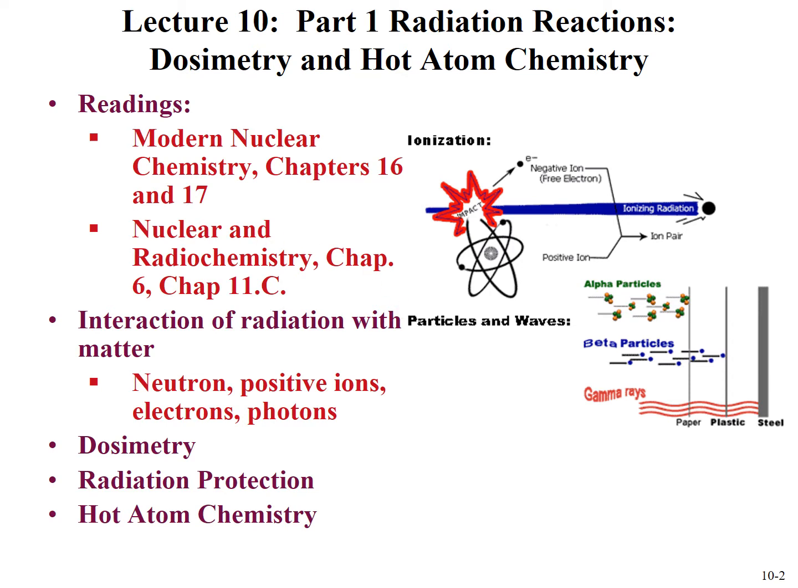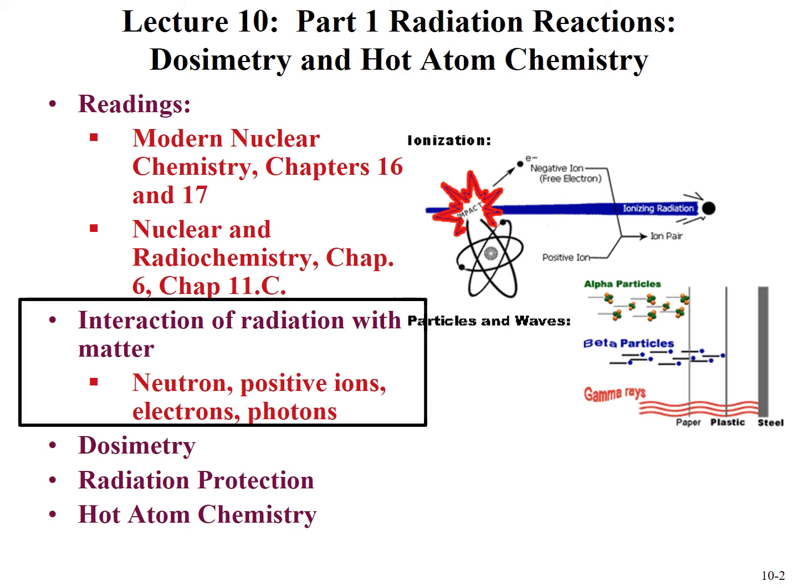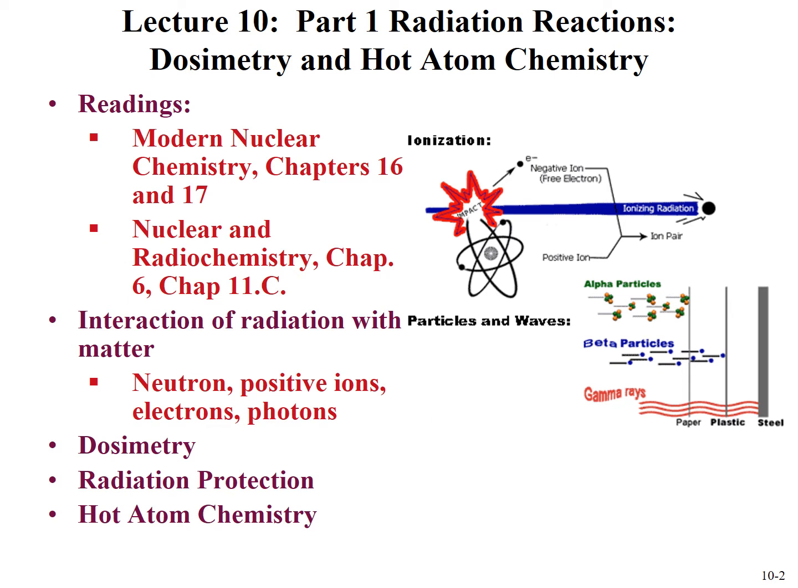Point C. The first part of this lecture is going to cover interactions of radiation with matter. We're going to explore the interactions of neutrons, positive ions, electrons, and photons with matter. Lecture 2 is going to cover dosimetry, radiation protection, and hot atom chemistry.